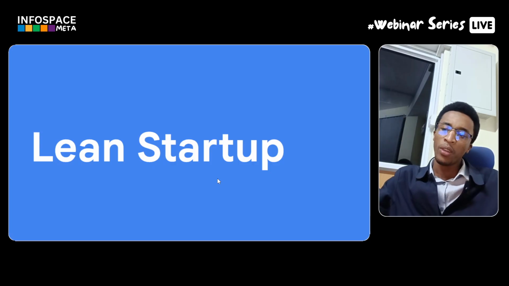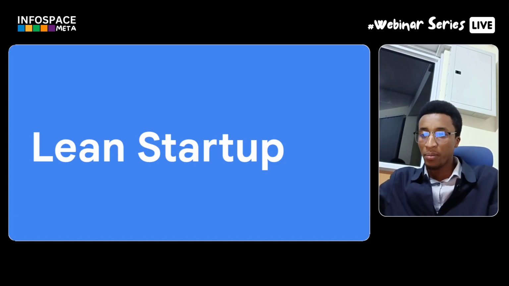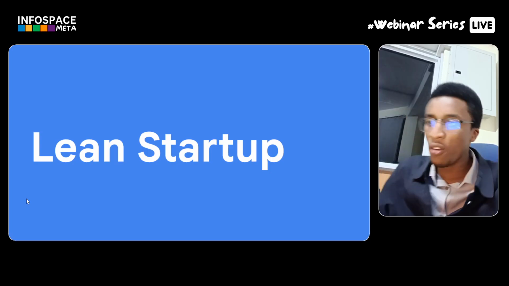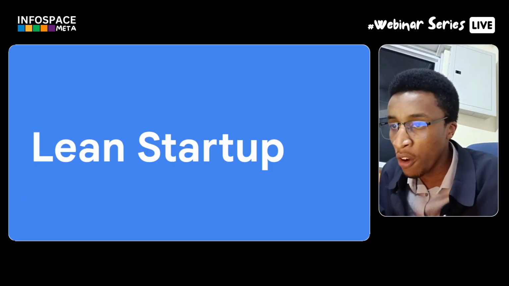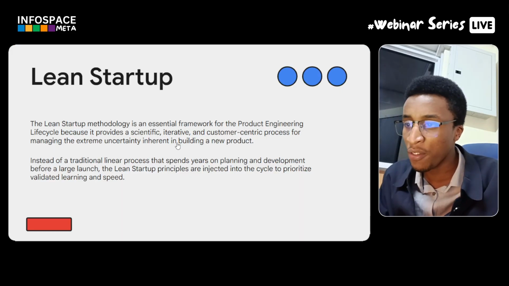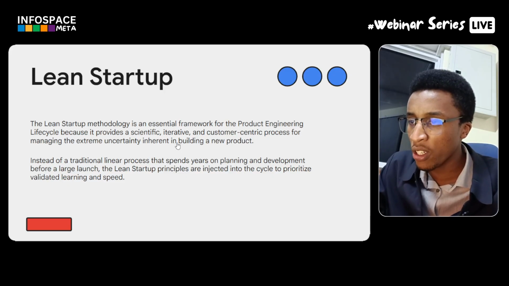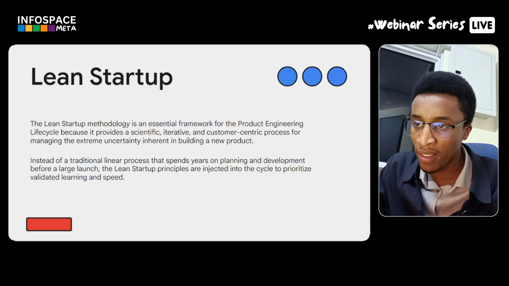Number 2, we need to also factor in that some products are iterative in terms of their development processes, and they won't use the traditional one. The traditional one will be good if you already know the end product, but in modern times, we use different kinds of methodologies. So lean startup, for example, is an essential framework for product engineering because it provides a scientific, iterative, and customer-centric process. And I want you to take note of iterative and customer-centric.